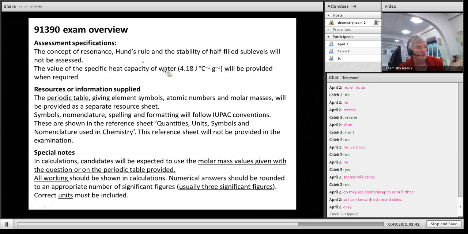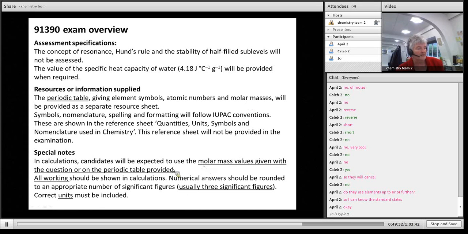Okay, and you will always be given the specific heat capacity for water. And if you weren't given one for something else, it'll always be based on water, okay? Or a solution of water, and they'll tell you the specific heat capacity of whatever that solution is. Right, and then they tell you that the periodic table will be given, which has the atomic numbers, symbols, and molar masses. So that will all be given, so you can always work out molar masses or anything like that.